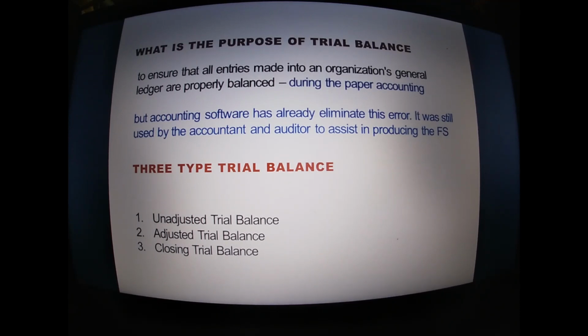Next, we have the adjusted trial balance. From the word itself, it is normally prepared after the adjusting entries. So to correct all the errors in the unadjusted trial balance, we will now go to the adjusted trial balance. And then the closing trial balance.